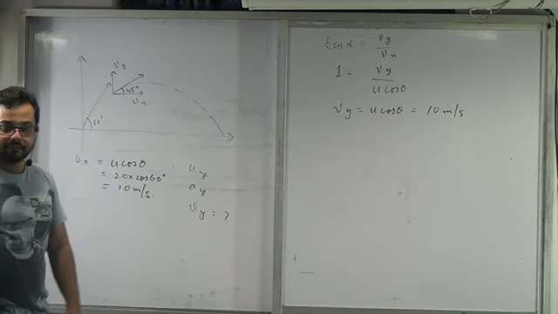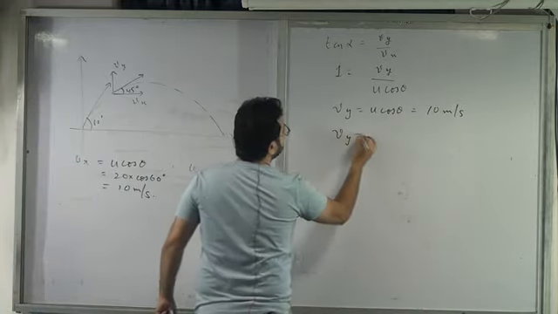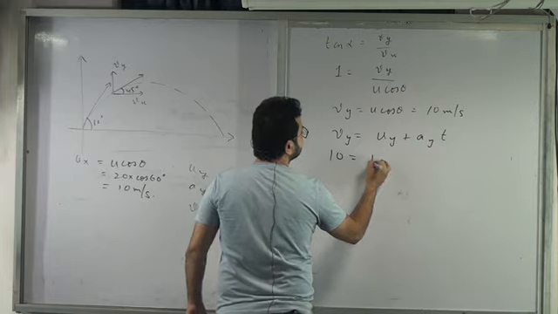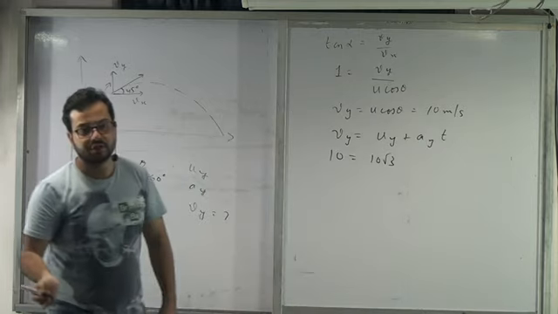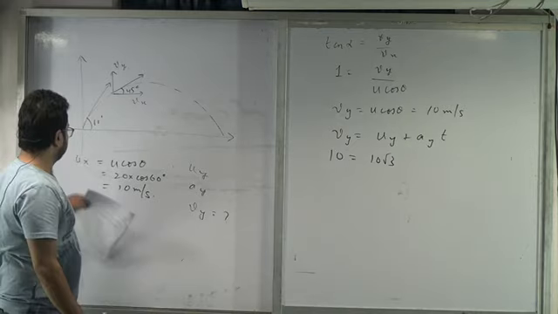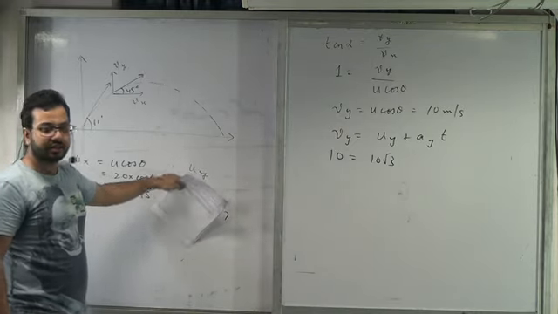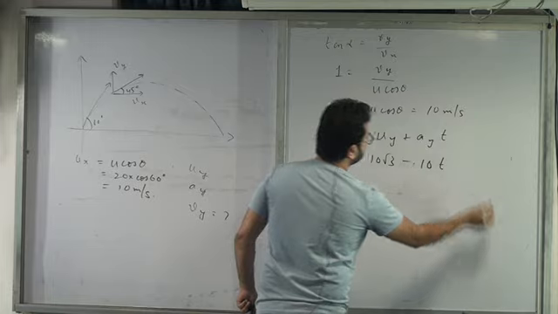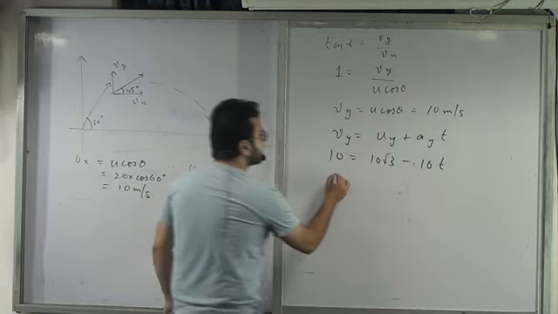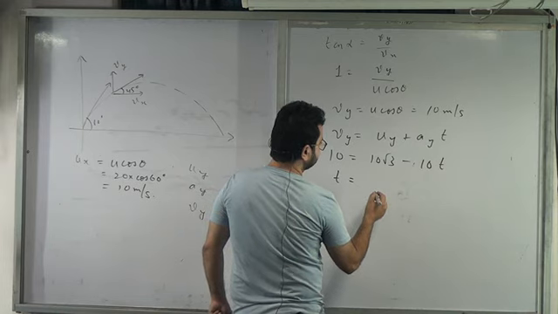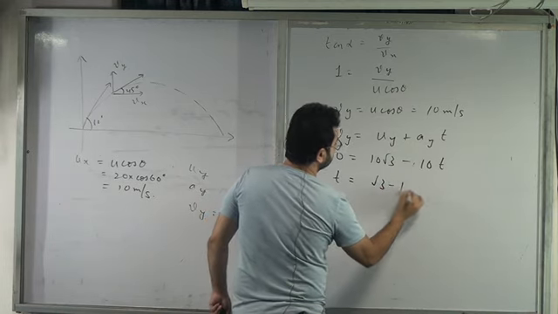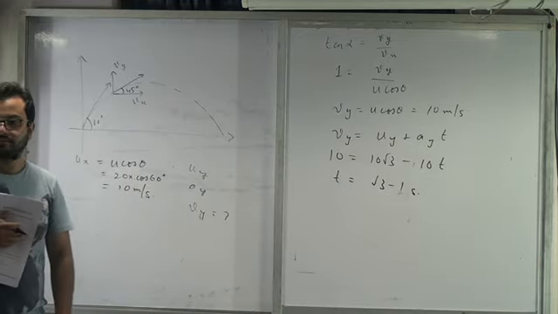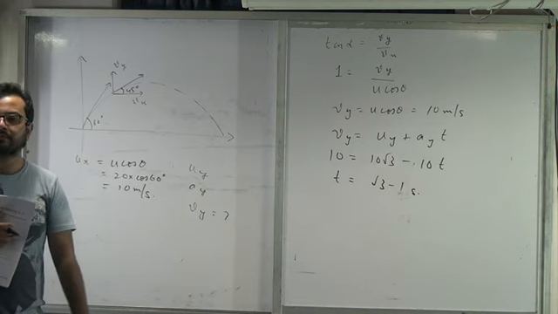Now I have everything to calculate the time. So the time would be how much? Vy will be equal to uy plus ay into t. So Vy is 10, uy is u sine 60 degree, that is 10 root 3, and then minus g into t. And how much is g? G will be 10, and this is t. Is that clear? So t will be how much? T will be equal to root 3 minus 1 second. Yes, 0.732 second. Is that clear? Any problem?